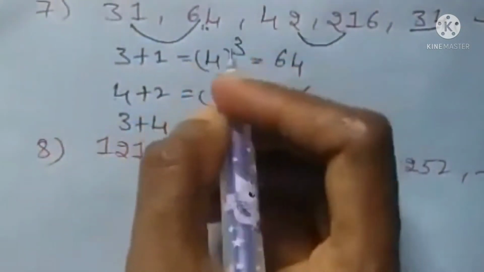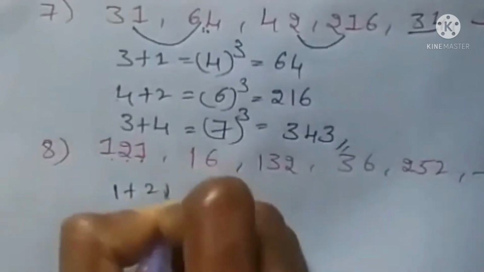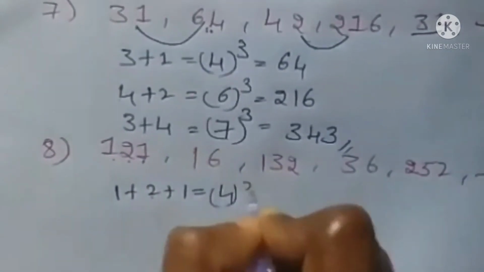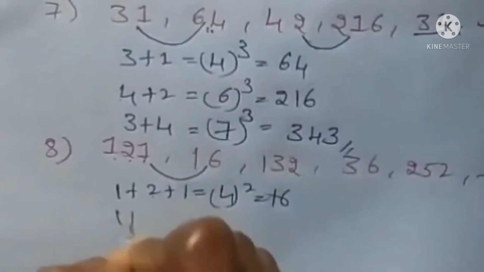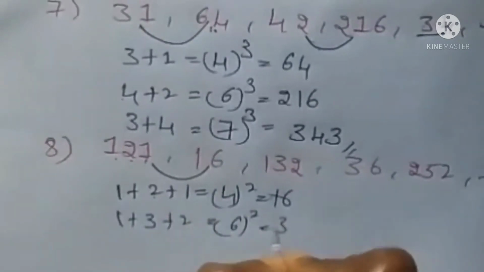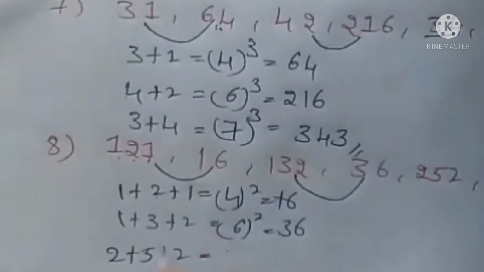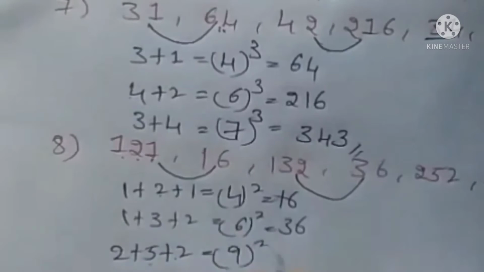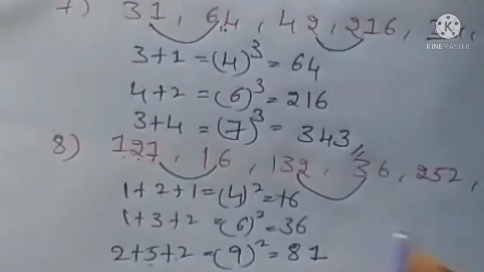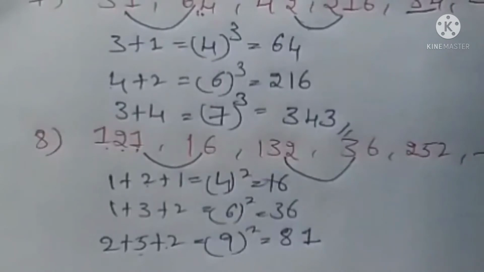Now, we have to find it out. 2 plus 1, 3, plus 1, 4. 1 plus 2 plus 1, 4 square is equals to 16. And next 1 plus 3 plus 2, which is equals to how much? 6. 6 square is equals to 36. Next 2 plus 5 plus 2 is equals to how much? 7, 9. 9 square is equals to how much? 81. Our answer is 81. These are all basic questions. Let's move forward to our next. Somewhat a bit method is changing.